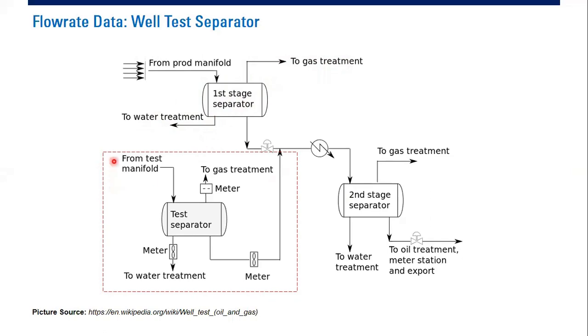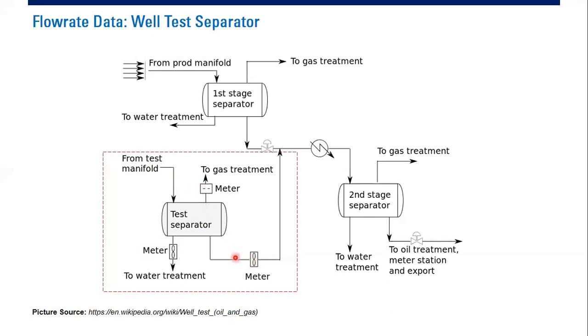We also have the production, or the fluid flow, from the test manifold. So we have a production manifold and we have a well test manifold. The production manifold obtains production from many wells, whereas the well test separator only gets production from one well that will be tested. So the fluid flow from the test manifold comes into the test separator. We will measure the water flow rate, the gas flow rate, and the oil flow rate.